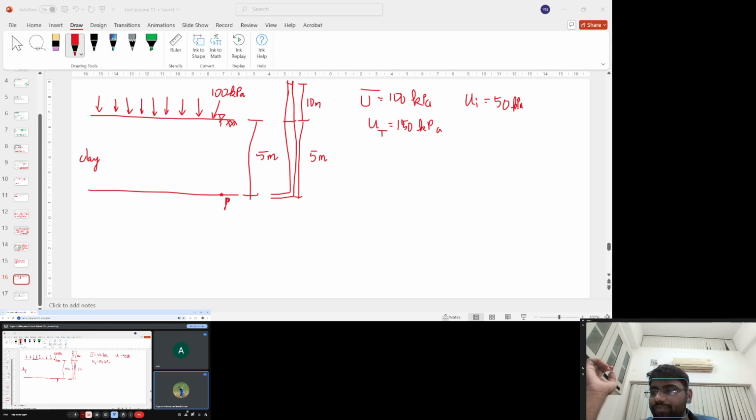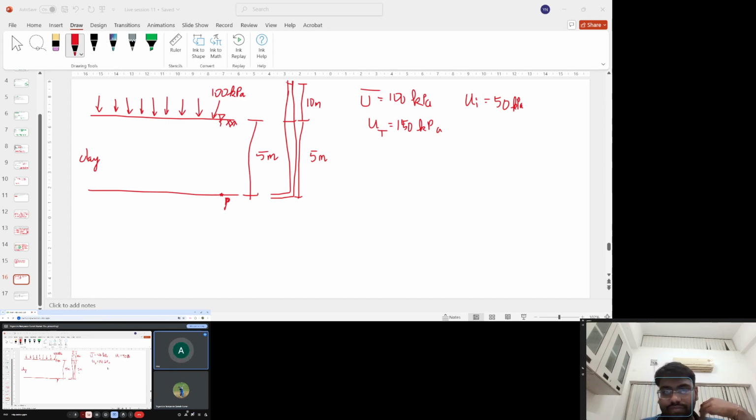UT and UI both are 50. And water table remains same or disappears, sir? No, water table remains the same. The soil will be completely saturated only. Okay, that's all, sir.